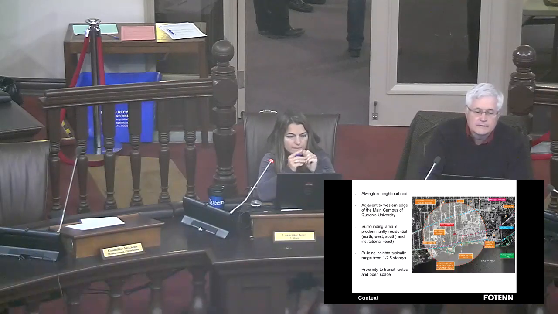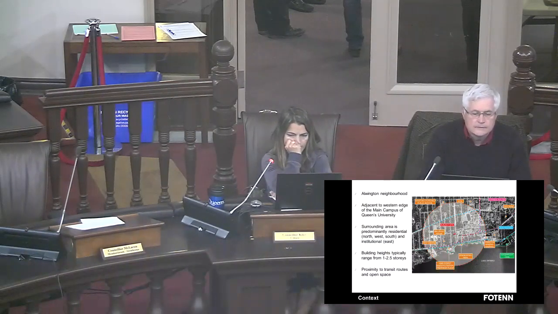I'm a land use planner with FOTEN Planning and Design, and I'm here presenting an application for zoning bylaw amendment at 60 Collingwood Street on behalf of John Hawes, who is the owner. So the subject site is located in the Alwington neighborhood. It's located just west of Queen's University's main campus. So it faces the campus across Collingwood Street.